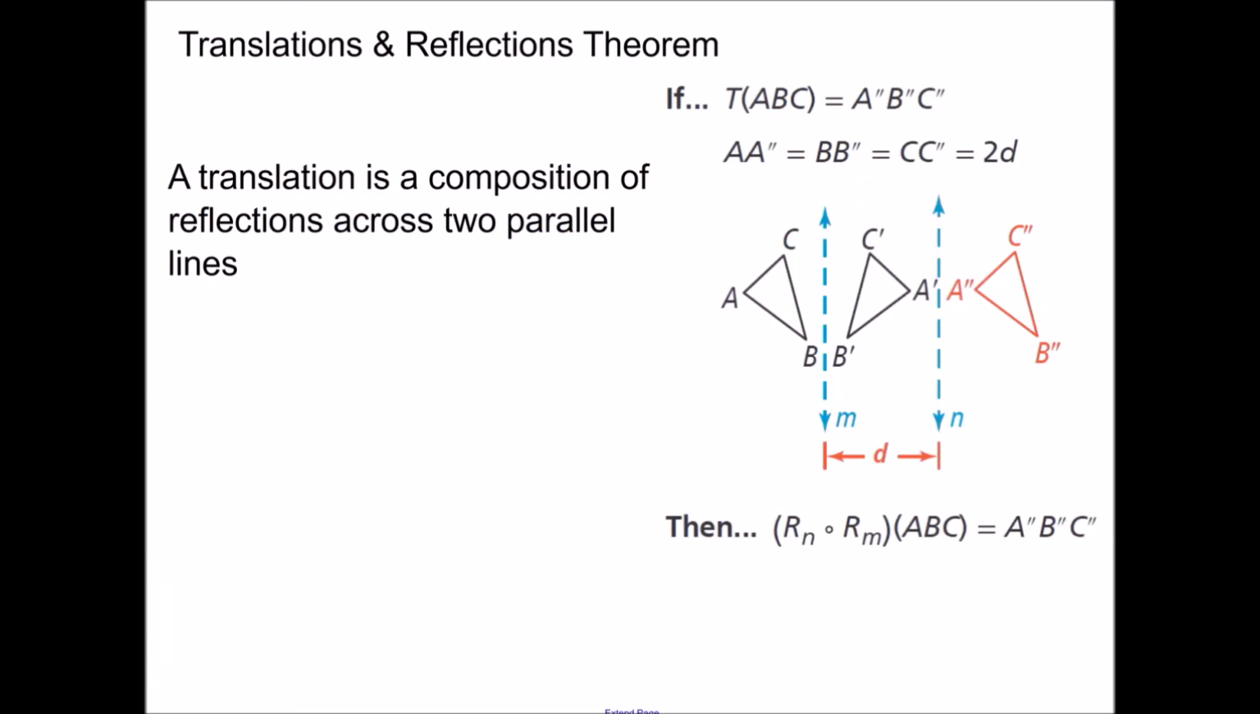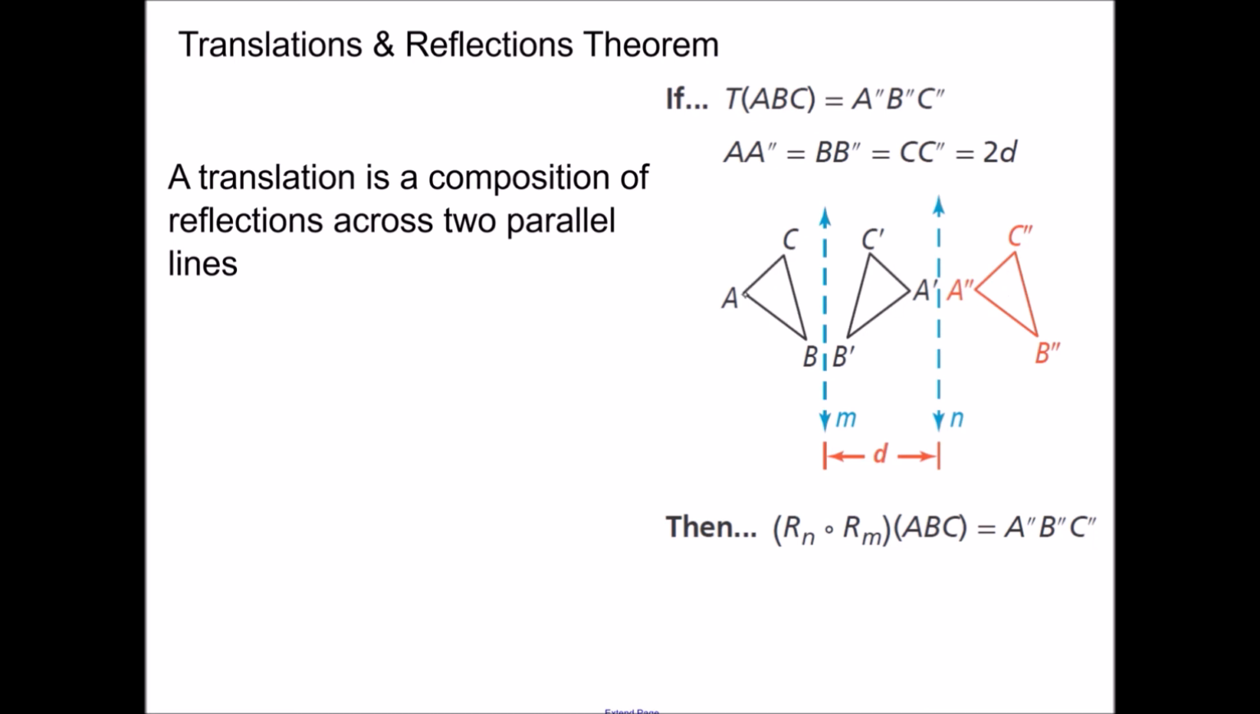Okay, so next we're going to talk about a theorem known as the translations and reflections theorem. This is not really an official name for the theorem. This is just what I call the theorem, and it's a theorem that basically compares translations to a reflection. It says that a translation can be thought of as a composition of reflections across 2 parallel lines. So reflecting something 2 times across 2 lines that are parallel leads to essentially a translation.